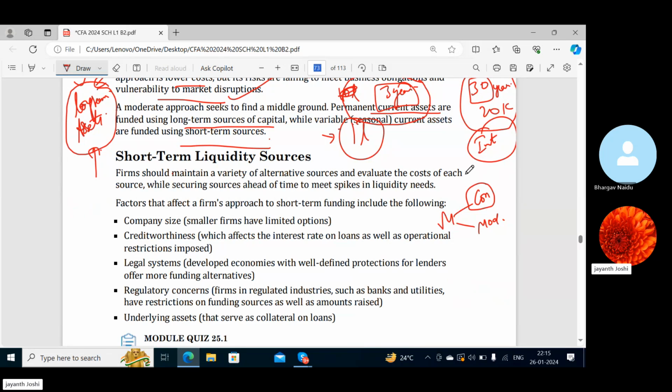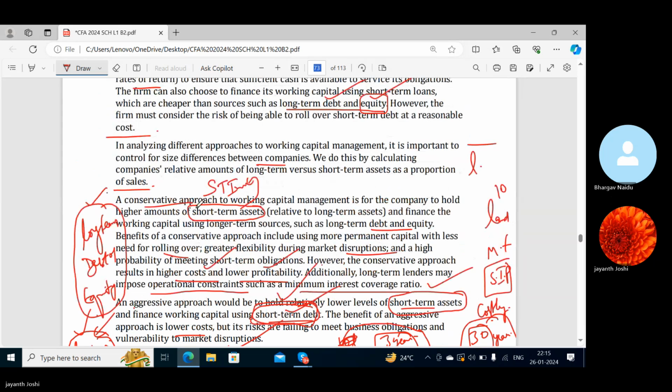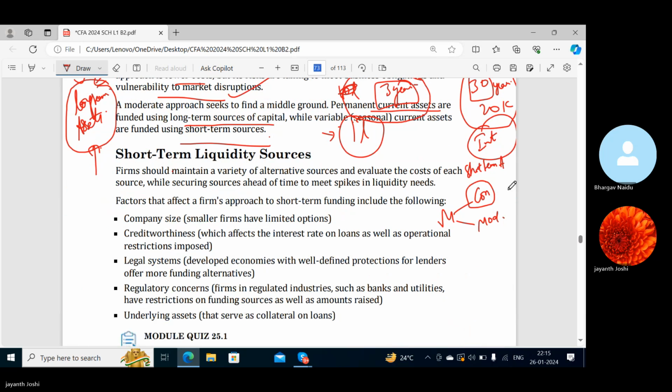We were having more short-term assets, right? Yes, sir. And what we discussed about it, higher amount of short-term assets relative to longer term assets. We are maintaining long-term assets, but when compared to short-term assets, very less. We want more profits very soon, right? And whatever the working capital we were funding, working capital was funded with long-term finance.